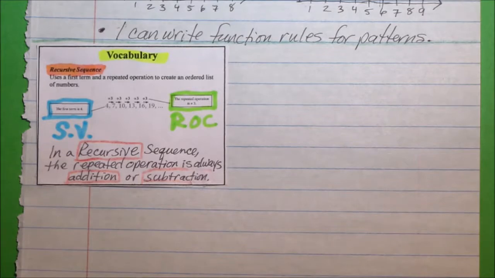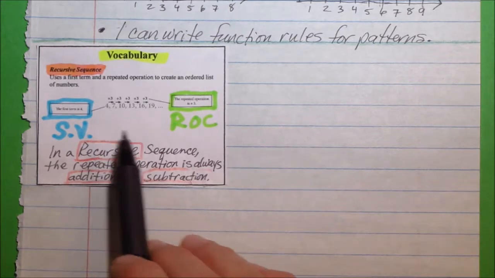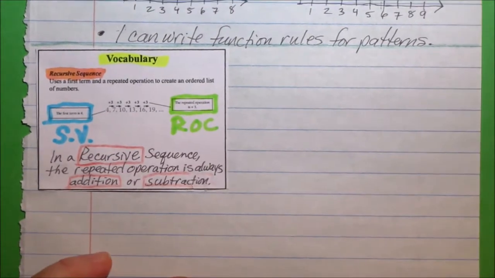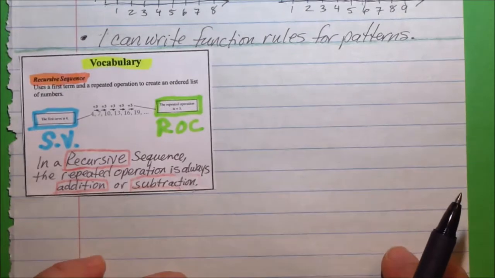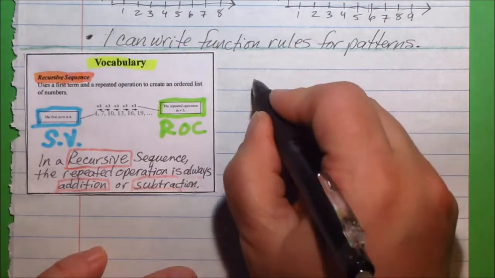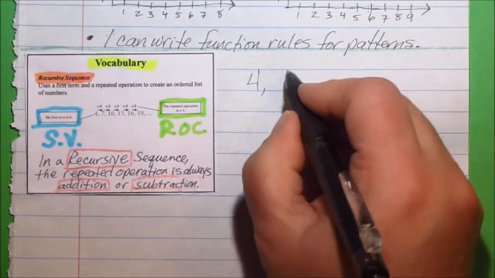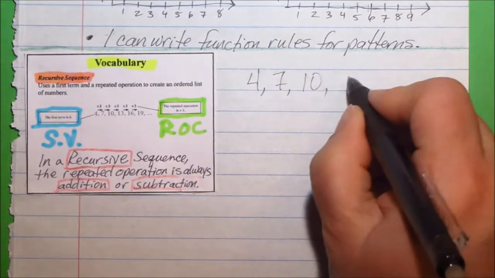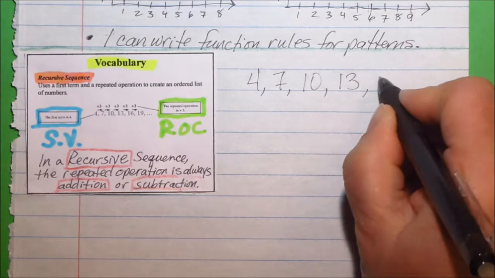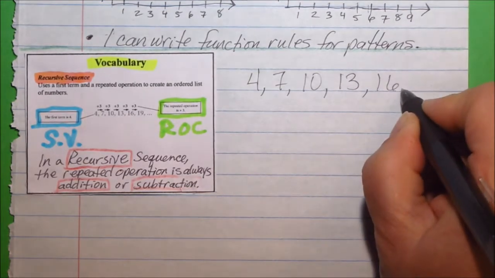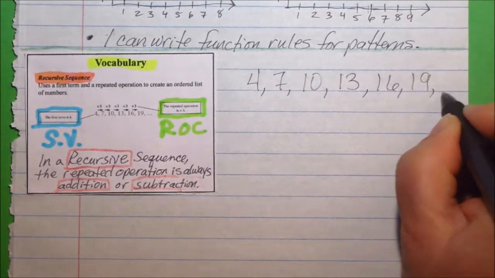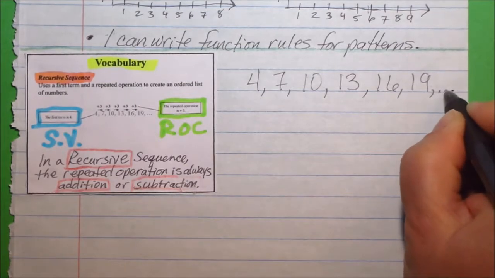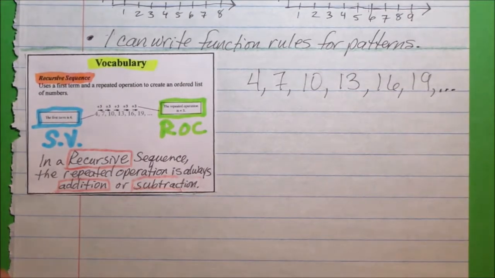So I'm going to write the same numbers that are here, but we're going to write them a little bigger over here and kind of talk about them. All right, so 4, 7, 10, 13, 16, 19, and on and on. That's what the 3 dots mean, and so on and so on, okay?